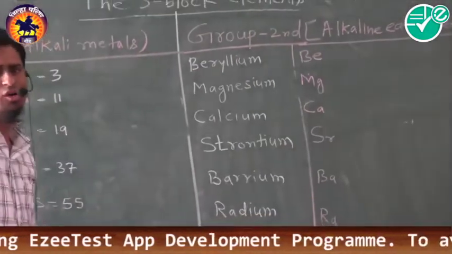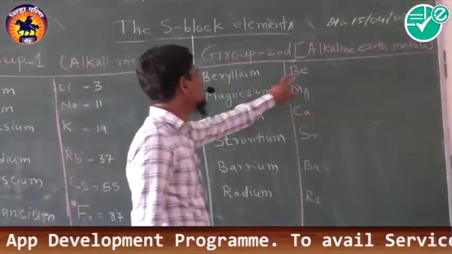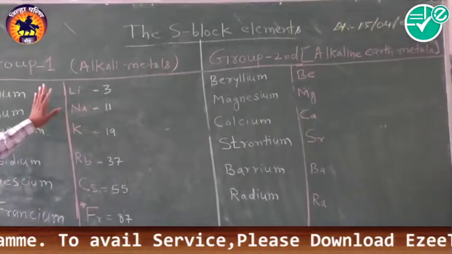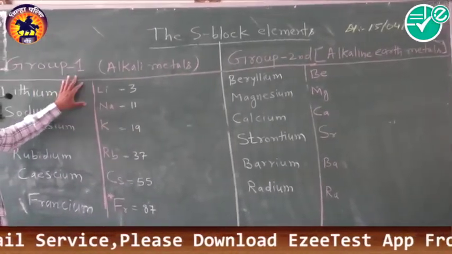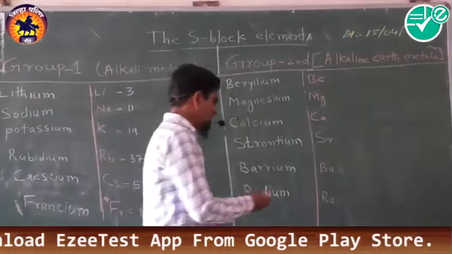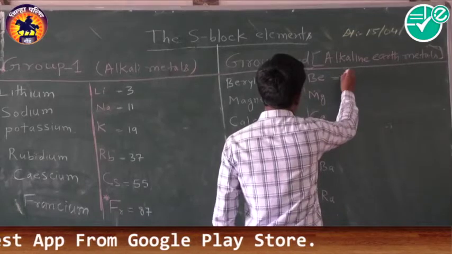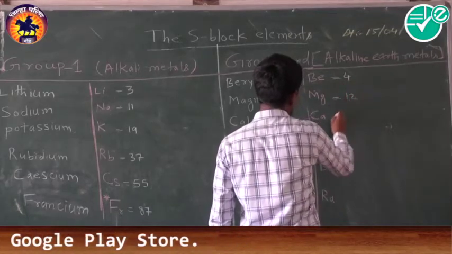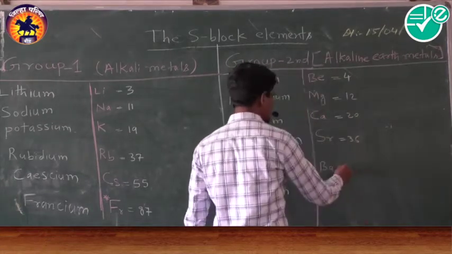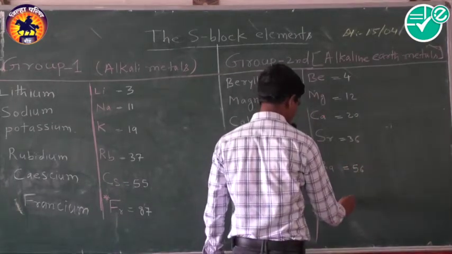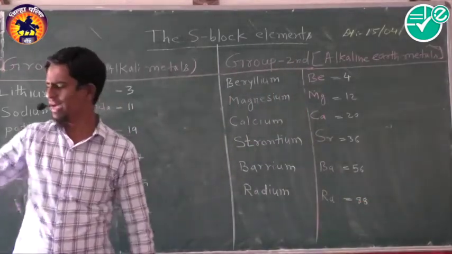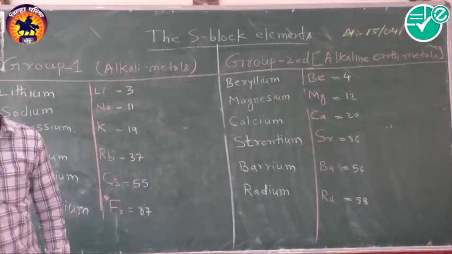Now, what will be the atomic number? You only increase the atomic number of these elements by 1 unit, following the group first element's atomic number. Suppose lithium is 3, then beryllium will be 4. For magnesium 12, calcium 20, strontium 38, barium 56, and radium 88. Right? Now we write their electronic configuration.